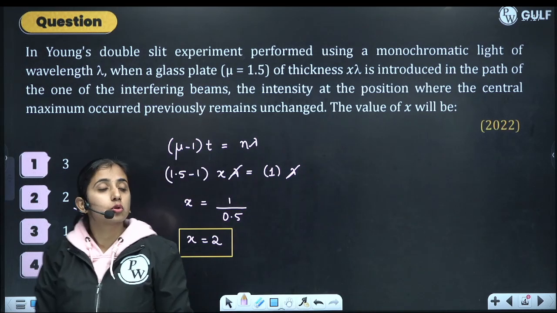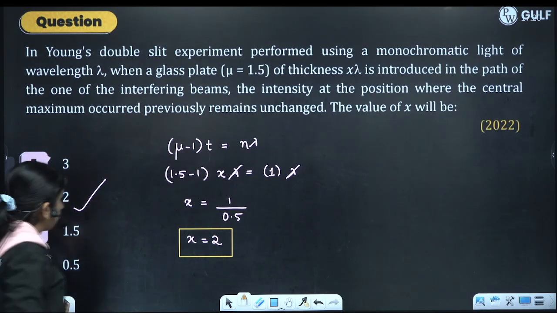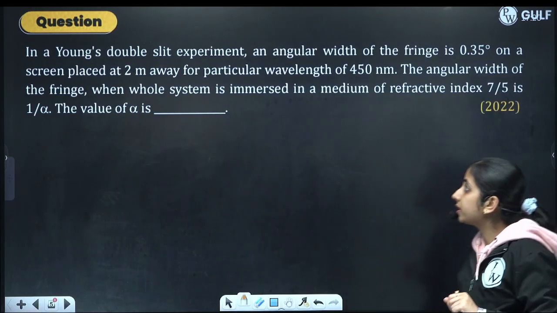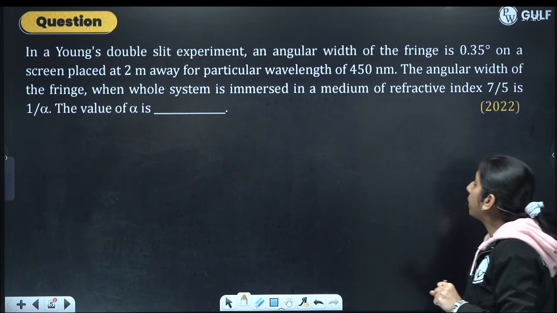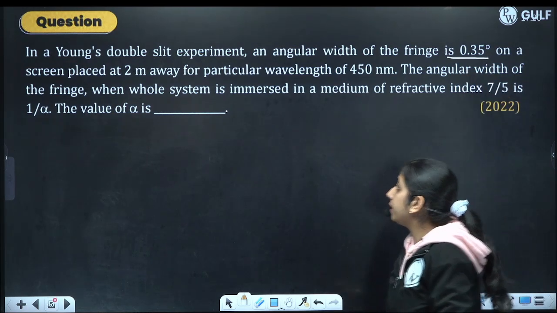Okay, so see, next question is, in a Young's double slit experiment, an angular width of the fringe is 0.35 degrees.